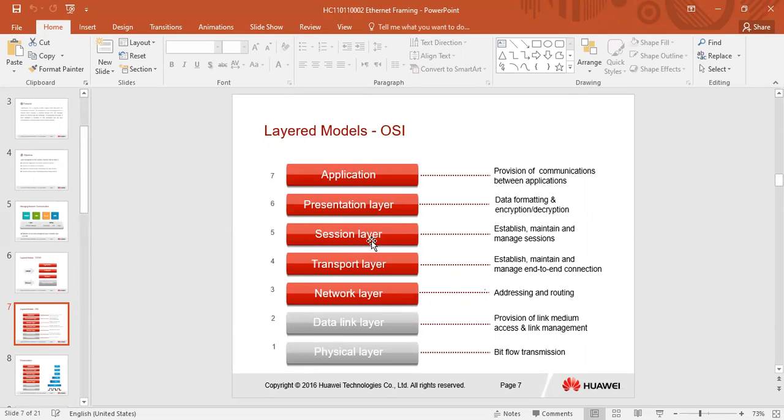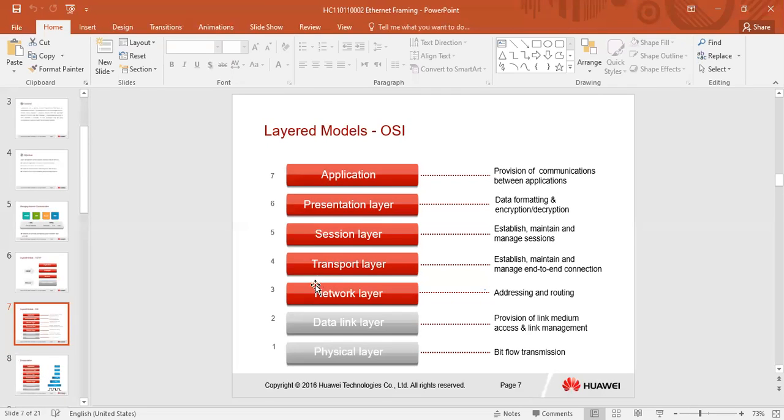The next layer is the session layer. What is the functionality of the session layer? As its name suggests, this layer maintains a session. If the session is about 1 hour, the session layer maintains this complete 1-hour session. This is the functionality of the session layer.